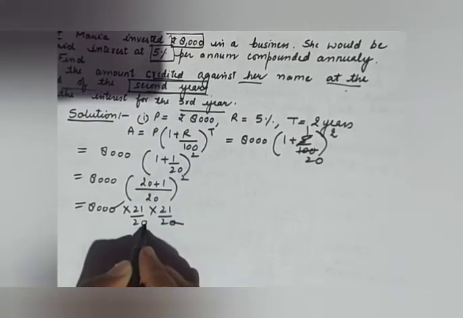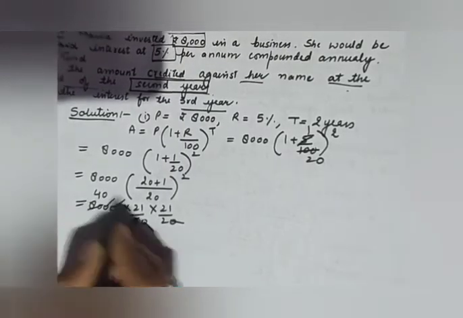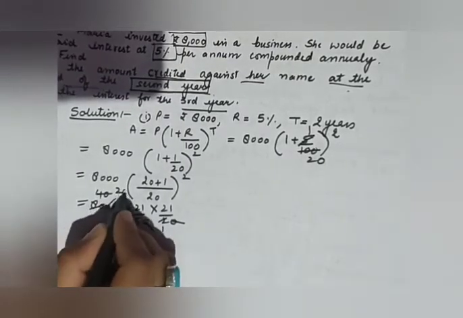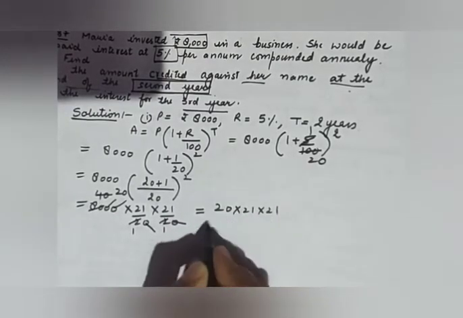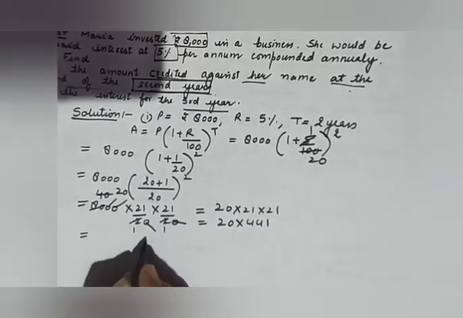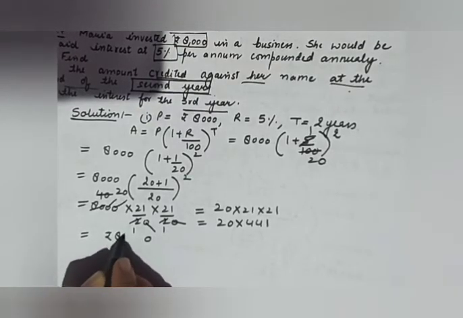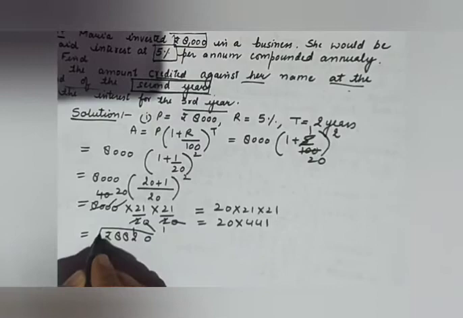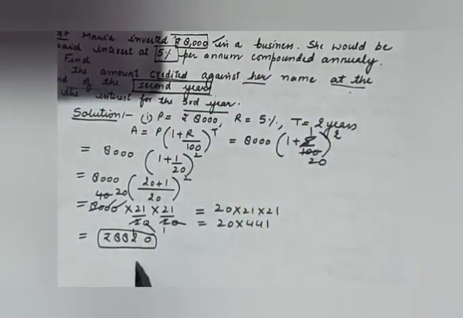This 0 will be cancelled, this 0 cancelled, 2 ones 2, 2 fours 20 here, 2 ones 2, 20 here, so 20 into 21 into 21, so 20 into 441. So the amount she is getting after 2 years will be rupees 8,820. Okay students, so by investing rupees 8,000, she is getting rupees 8,820 after 2 years.